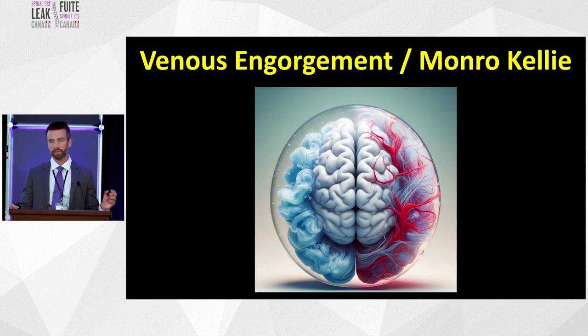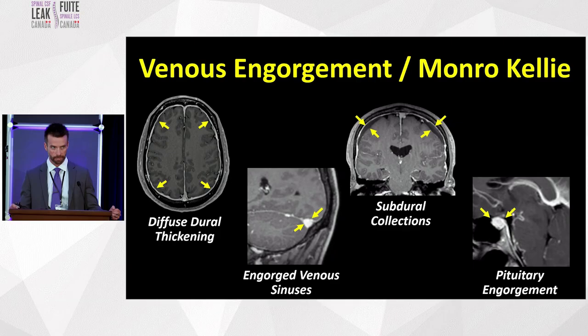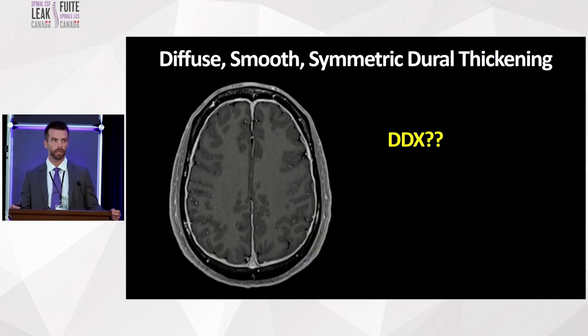And let's move on now to the venous engorgement and Monro-Kelly component of these brain imaging findings. There's sort of four main ones to think about. We have this diffuse dural thickening, pachymeningeal thickening. The pachymeninges is a venous-rich structure. We have engorgement of the venous sinuses, subdural collections, effusions or frank hematomas, and then pituitary engorgement as well. Now, this is perhaps the most recognizable finding in a CSF leak, is this diffuse, smooth, symmetric dural thickening.